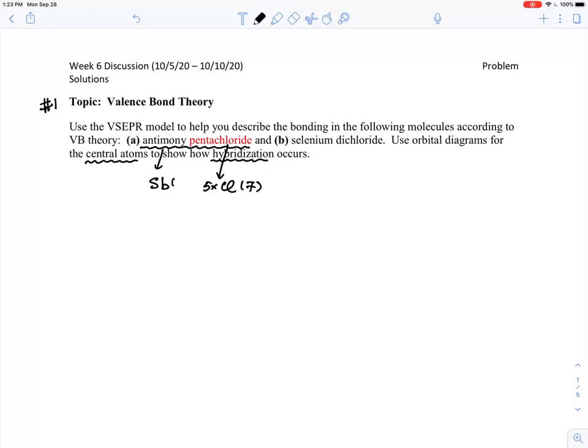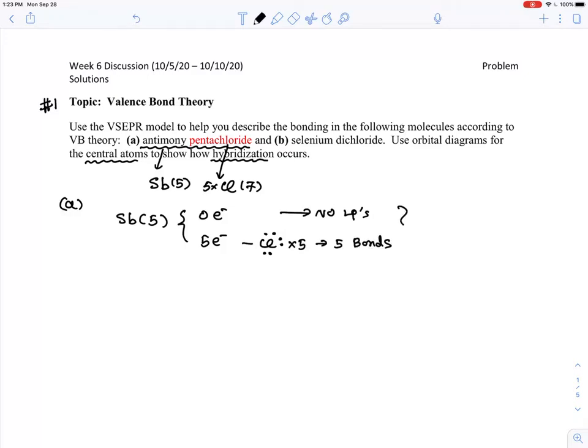Antimony, if you look at the periodic table, is in the 5th column. So I'm going to use my shortcut way: 5 valence electrons, and you need 5 electrons to make bonds with 5 chlorine, and there is nothing left. So therefore, no lone pairs, 5 bonds. So the number of electron groups is 5 EG.